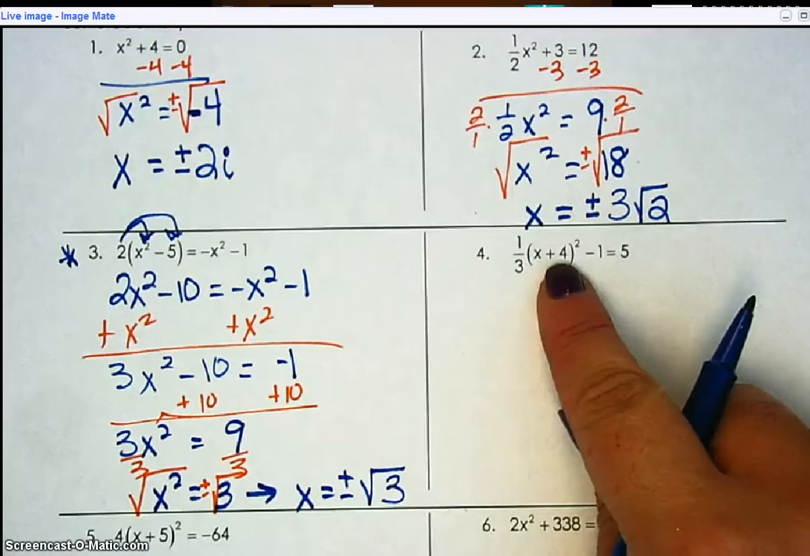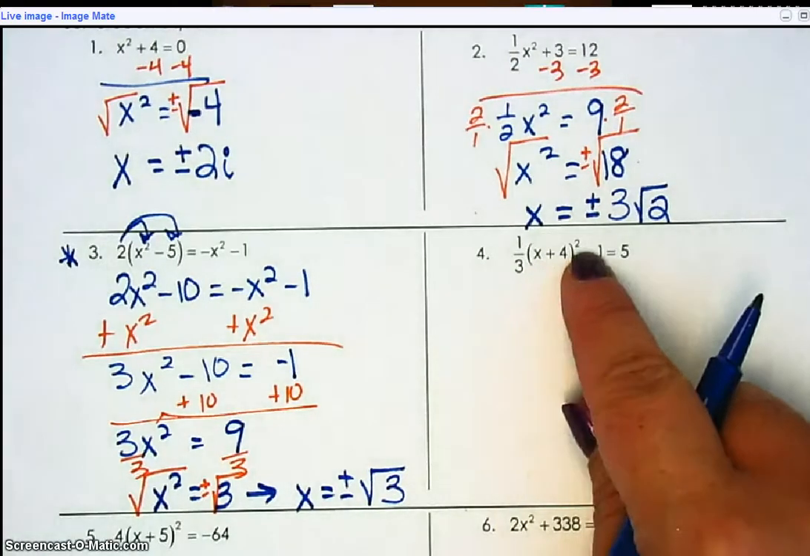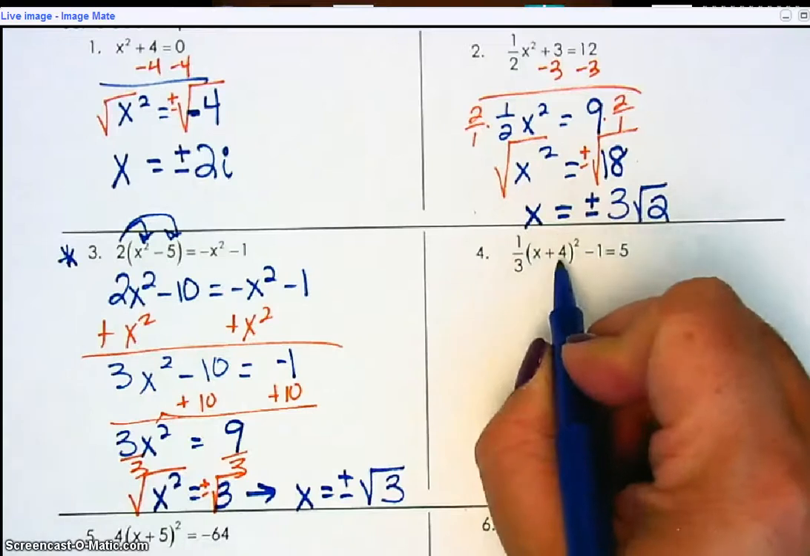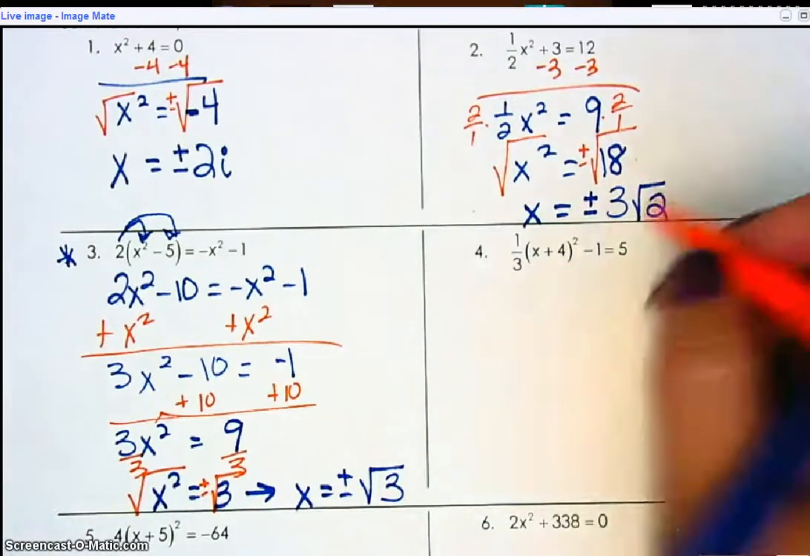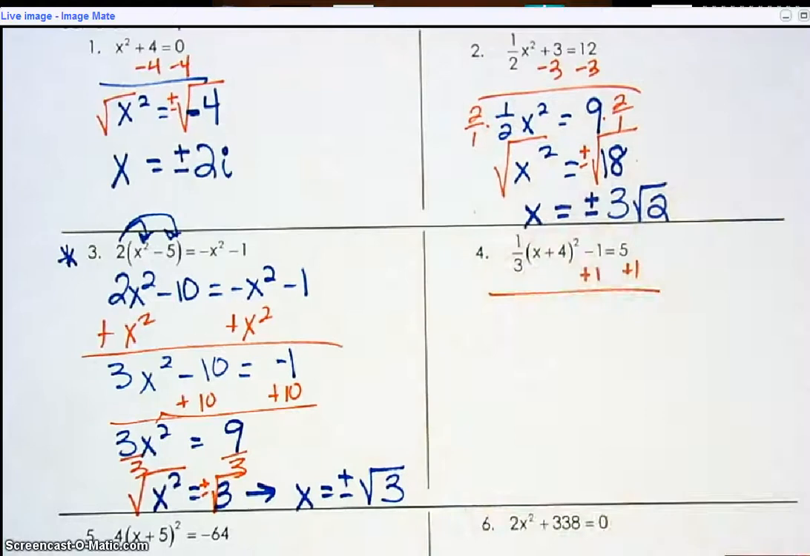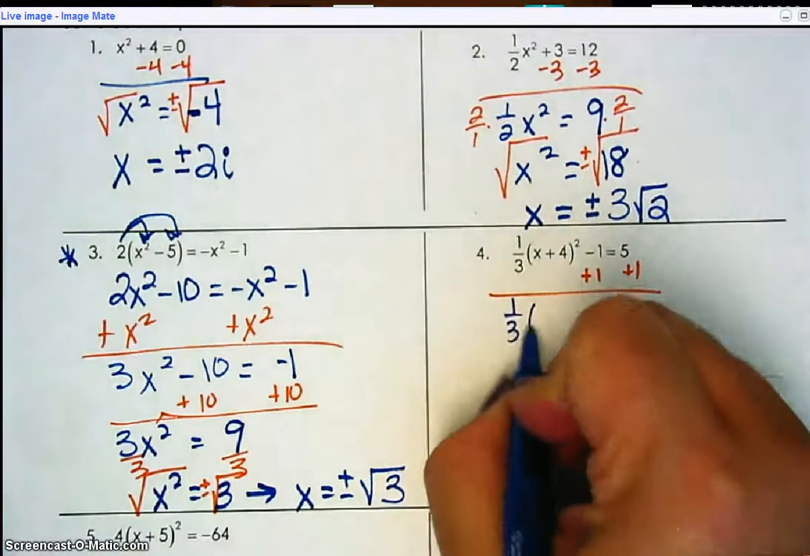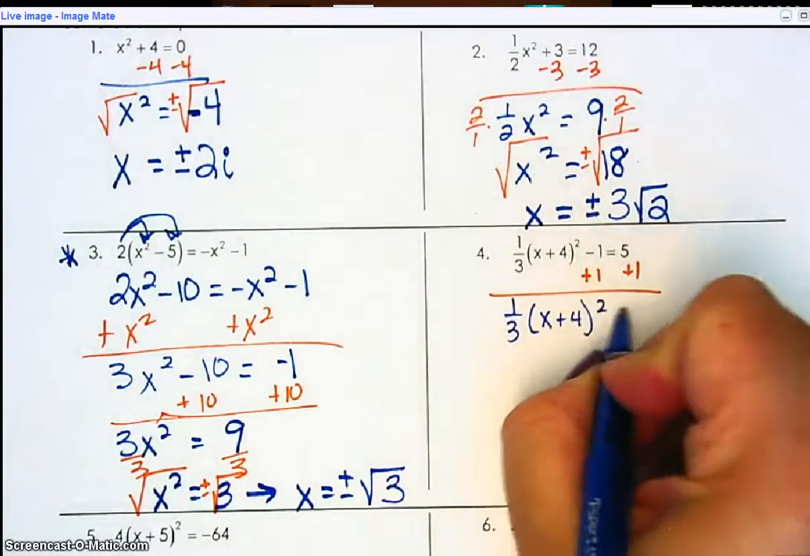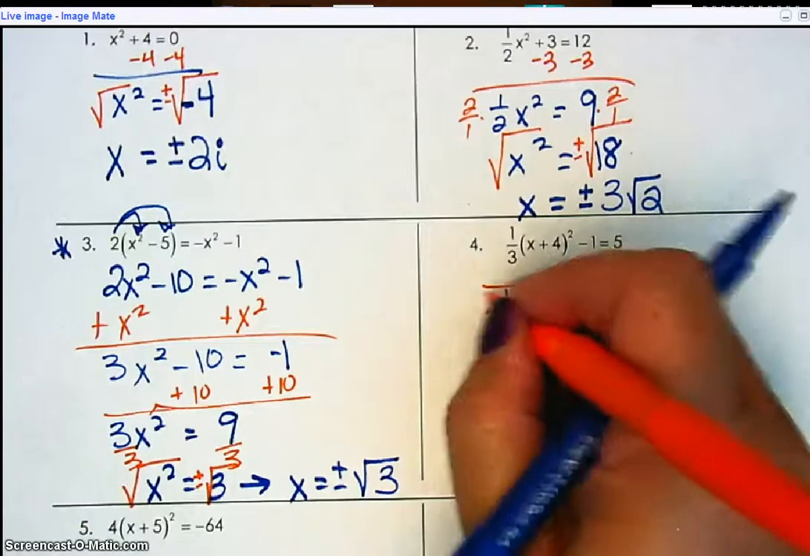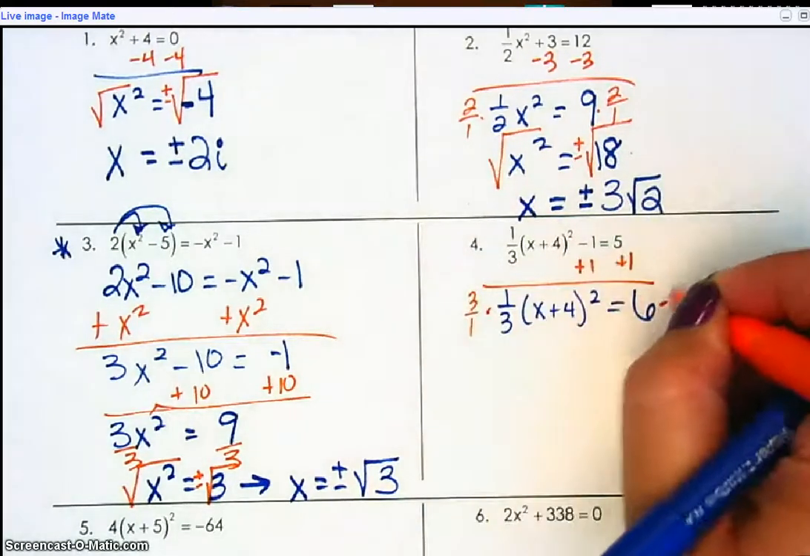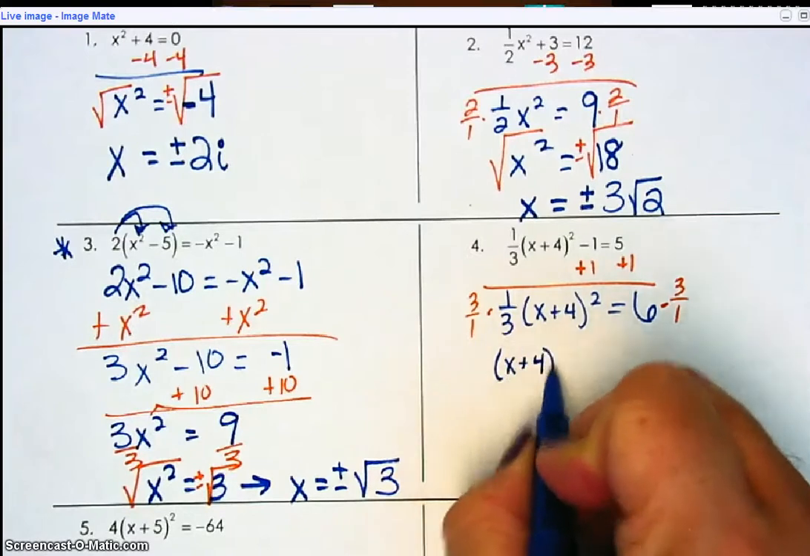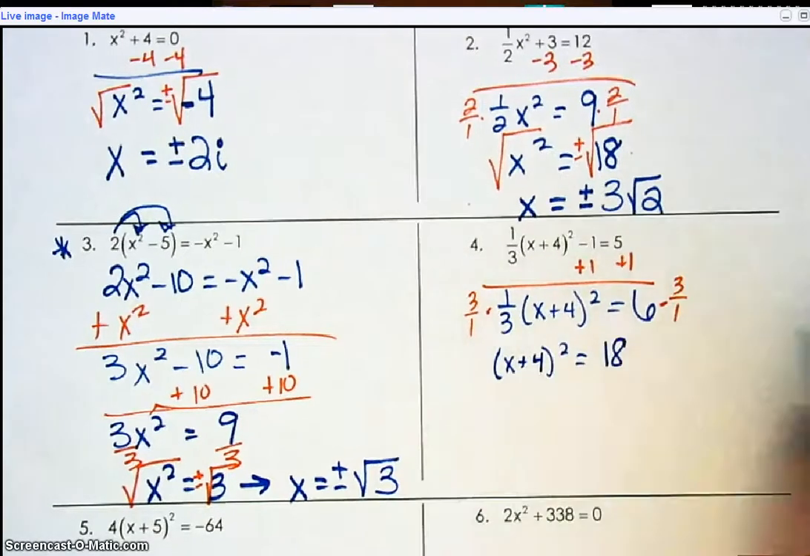Alright, now this one is that binomial squared where the little 2 is on the outside of the parentheses. So our job is to get all of this by itself. To do that, we've got to get rid of this minus 1 first. Make sure that's your first step. Now get rid of the 1/3 by multiplying both sides by the reciprocal. So I have x plus 4 squared is equal to 18.